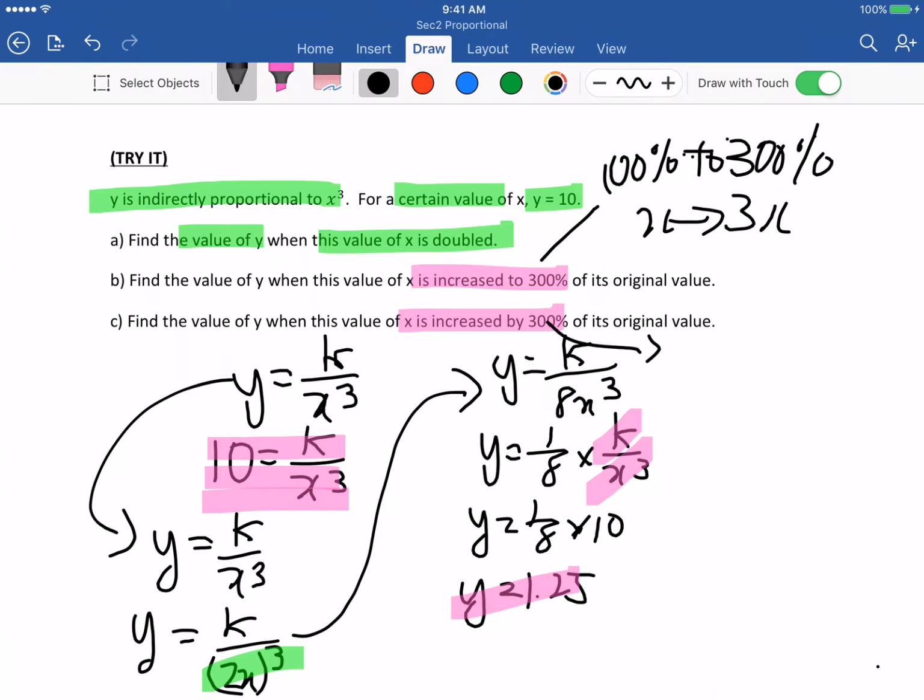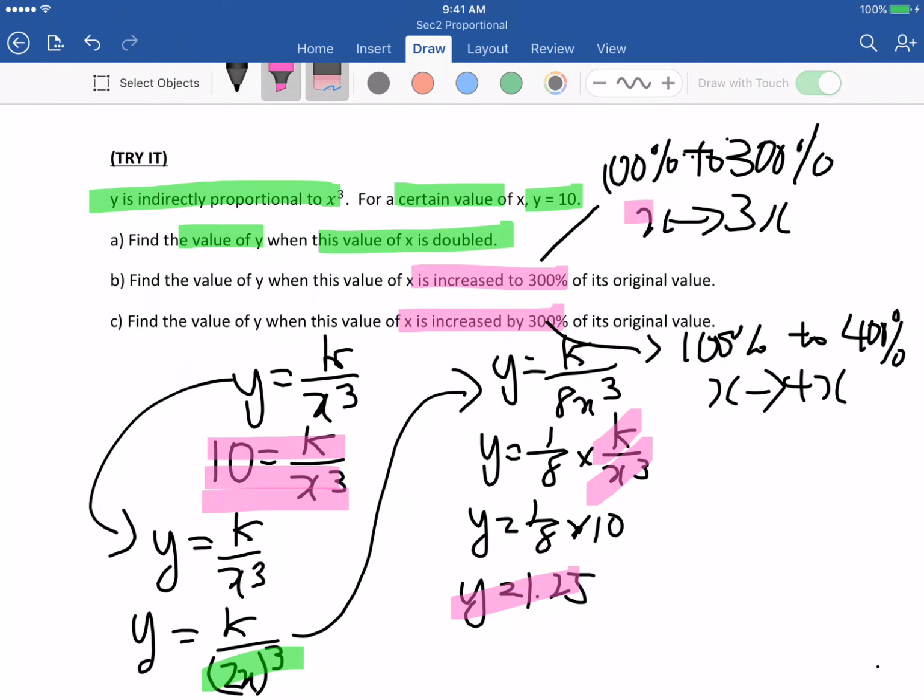This one, increased by 300%, 100% becomes 400%, because the increment is 300% more. So x becomes 4 times x. Okay, can? That's how you're going to solve. That's the clue I'm going to give you. This and this one, I'm going to let you try yourselves, for part B and C.